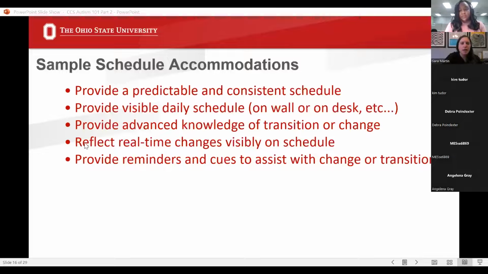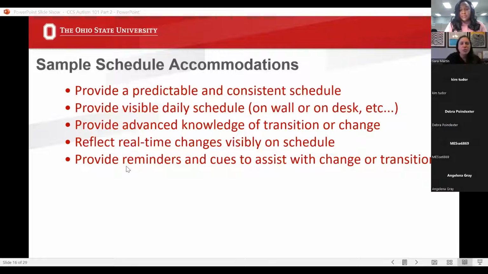Make sure on the schedule that you are reflecting any real-time changes. Like we said, things come up. That's why those visuals or those Velcro schedules can be very beneficial, because you can change things in real time. So move things around, make sure you're reflecting those changes, and talk through those changes with the student. Sometimes just putting that on their schedule and letting them know, hey, there was a change, but look, we've added it to your schedule, can really make them feel better about that change.